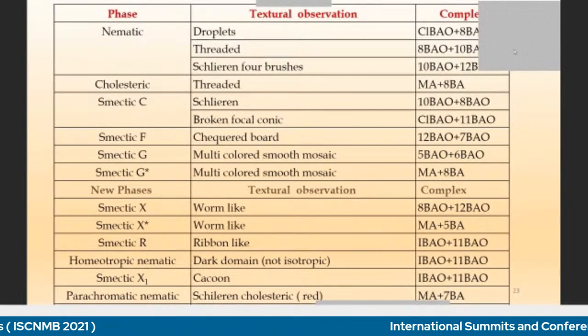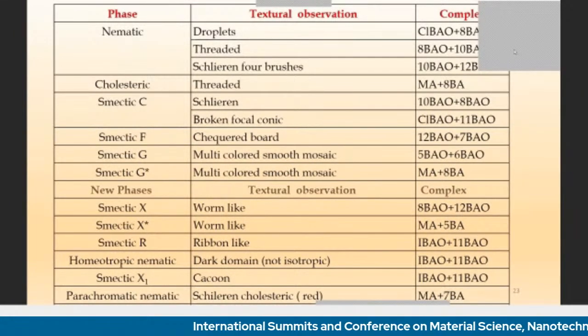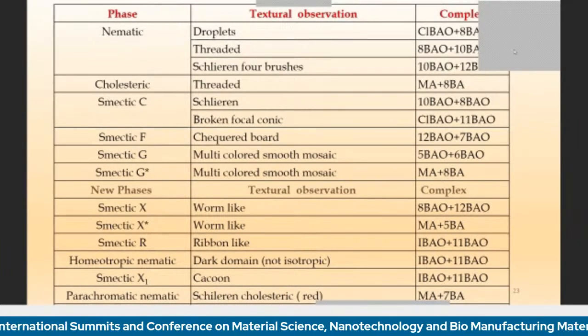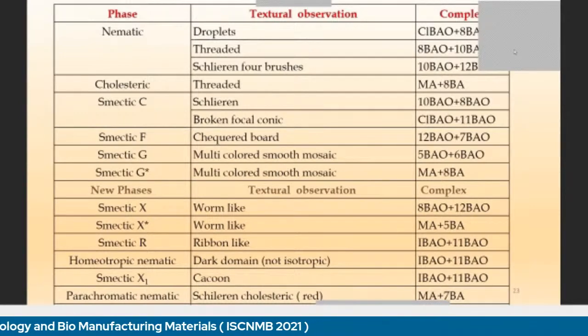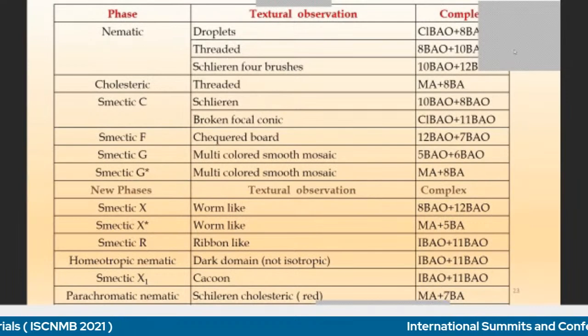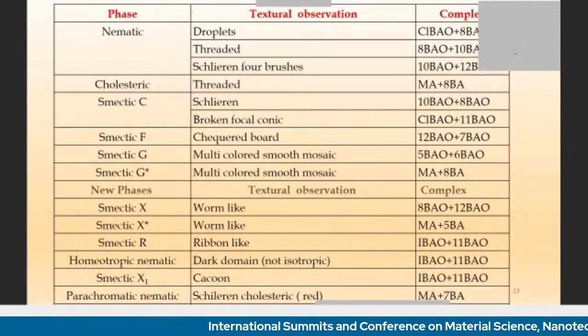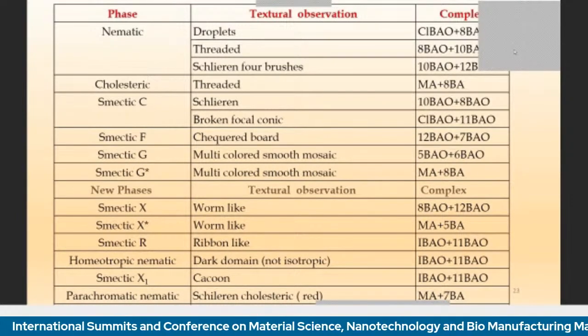And we have threaded nematic textures. We work with nematic and smectic because they have positional and orientational ordering. When you go to smectic F and smectic G, they are higher ordered phases, which don't find wide application. So our focus is only on the nematic and smectic C phases. Smectic is called the ordered or layered phase. And these are the textural observations we have made using POM.